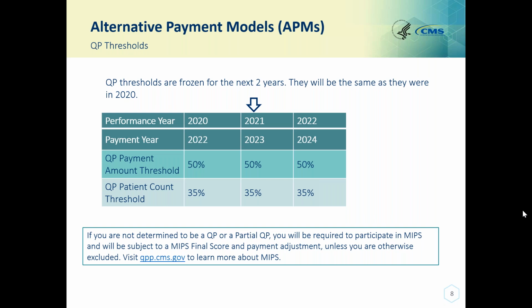And so it's going to remain at their current thresholds. For the payment amount, it's going to be 50% of your covered professional services that would need to be through the advanced APM. And for the patient count threshold, you would need to be seeing 35% of your Medicare patients through that advanced APM in order to earn QP status. And just to be clear, we actually do this QP threshold calculation at the APM entity level first before we start looking at individual performance. So usually most people are earning their QP status through their APM entity.